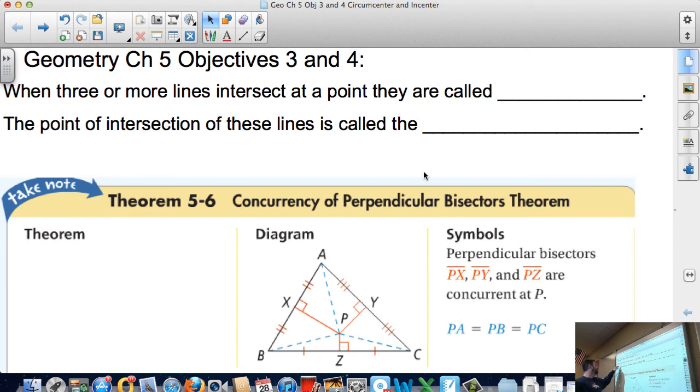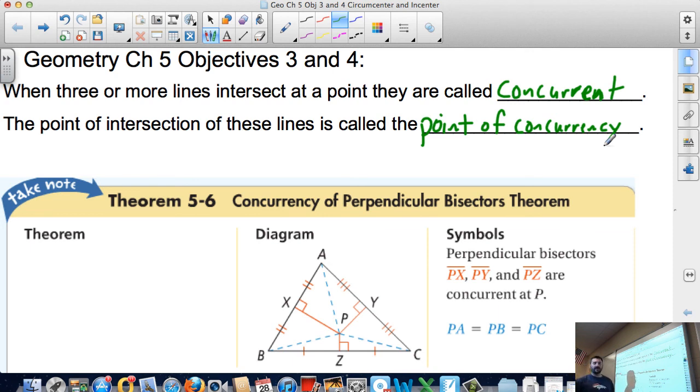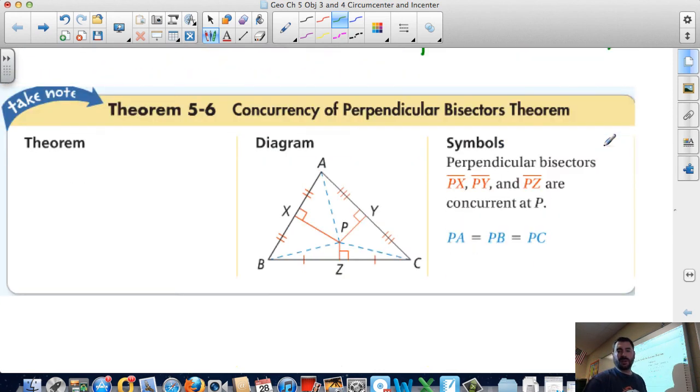The first thing is this: when three or more lines intersect at a point, those lines are called concurrent. And the point at which they intersect, the actual point itself, is called the point of concurrency. So if three or more lines intersect at one point, those lines are called concurrent, and the point at which those lines intersect, we call the point of concurrency.